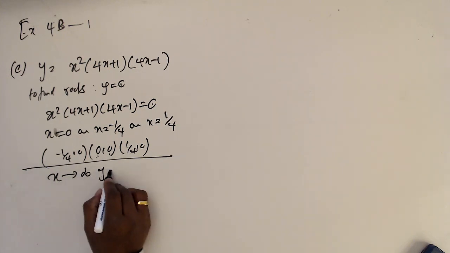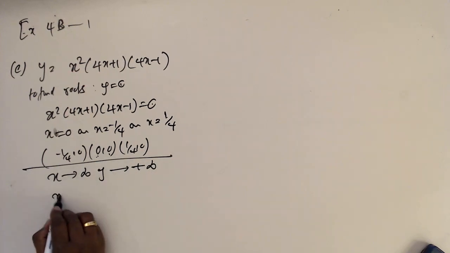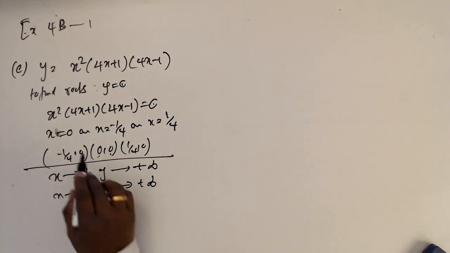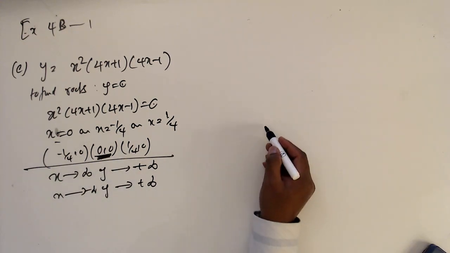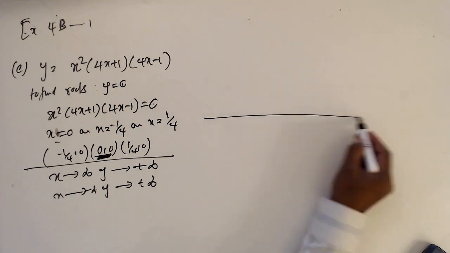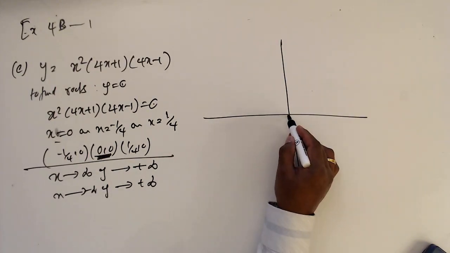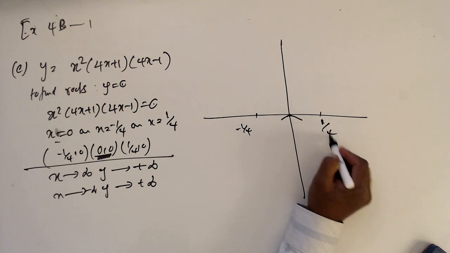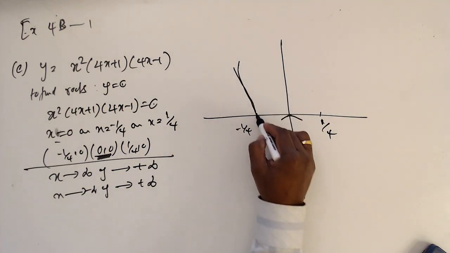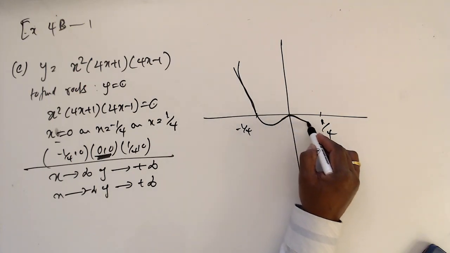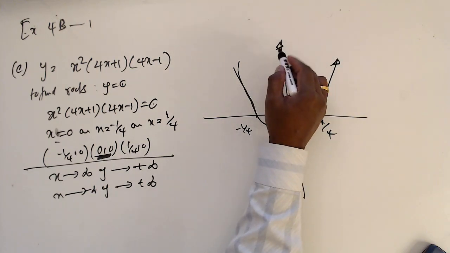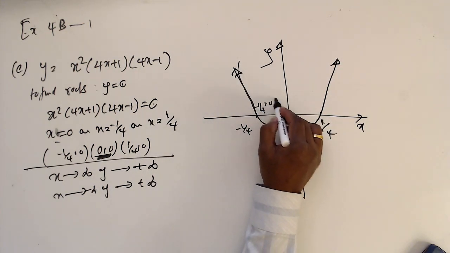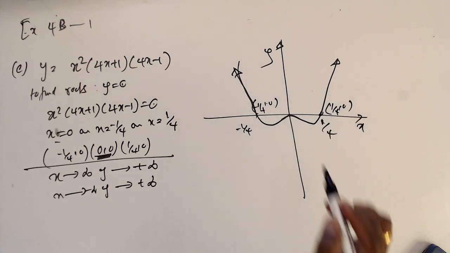As x goes to positive infinity, y goes to positive, and as x goes to negative infinity, y still goes to positive. And I can see this is the repeated root. Now this is 0, 0. It's going to touch, and this is minus 1 over 4. This is 1 over 4. So the graph should come from here and go like this. This is y, x, and minus 1 over 4, 0, and this is 1 over 4, 0.